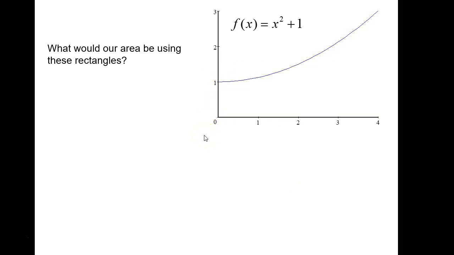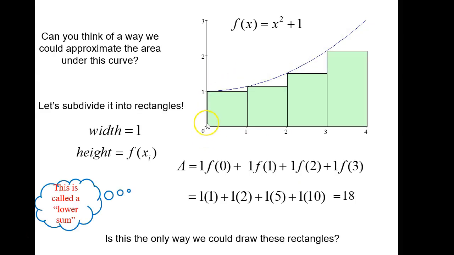Let me go back to that previous picture. I want you to see that. In the previous picture, I drew the rectangles at the left endpoint of each interval. So between 0 and 1, I drew the rectangle height at 0. Between 1 and 2, I drew the rectangle height at 1. Between 2 and 3, I drew the rectangle height at 2. And that gave me a lower sum because it was an under approximation.